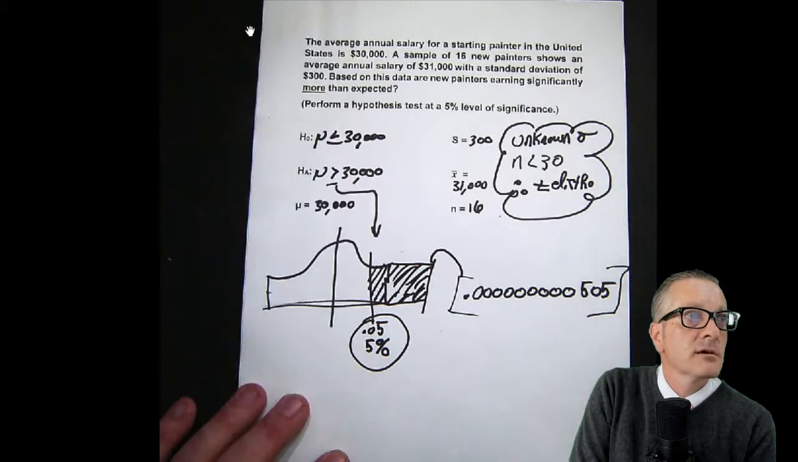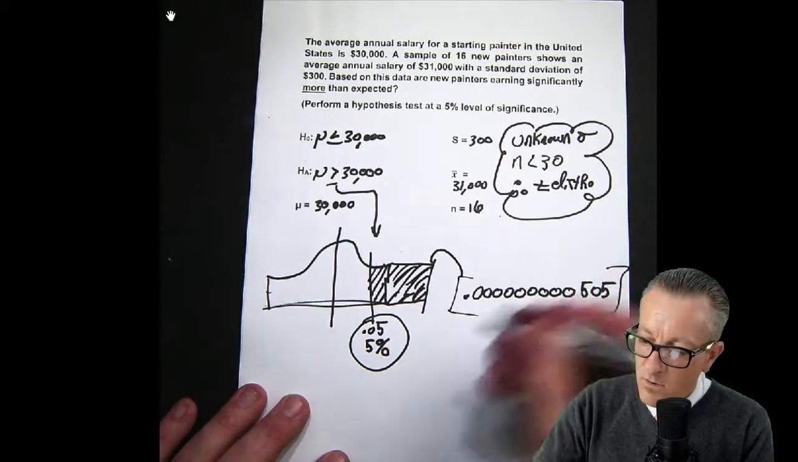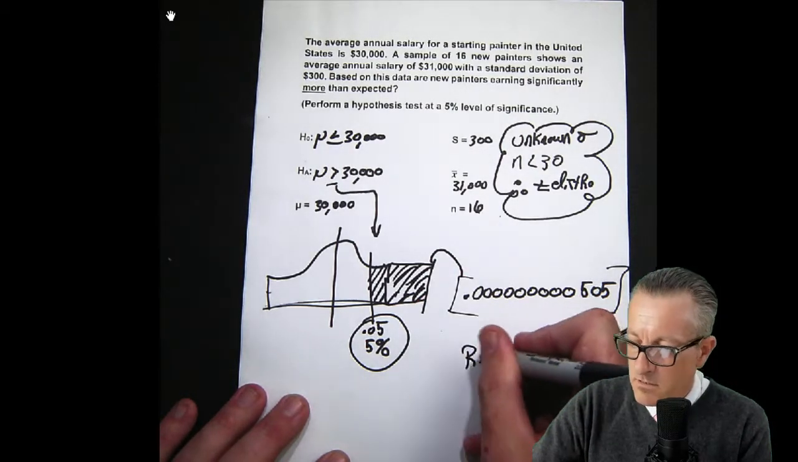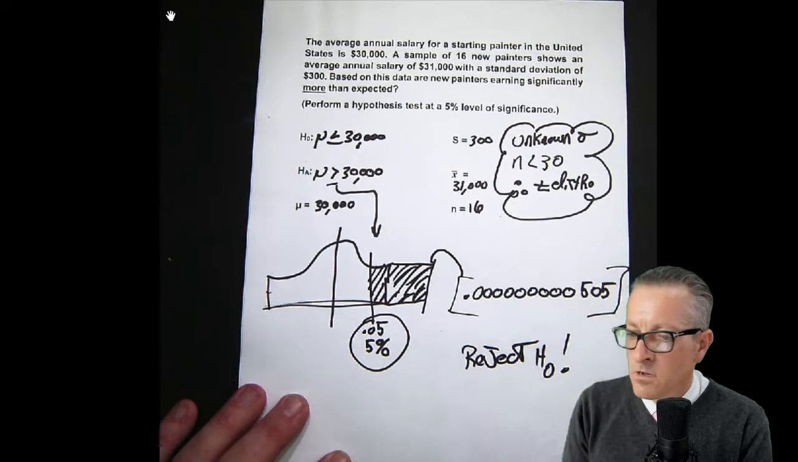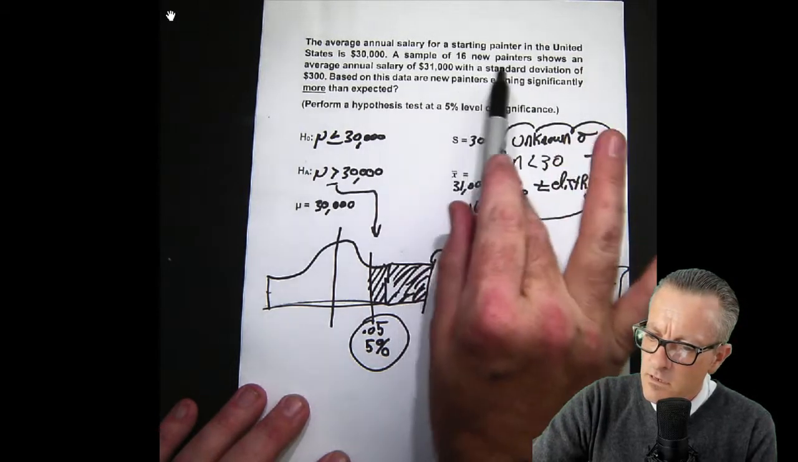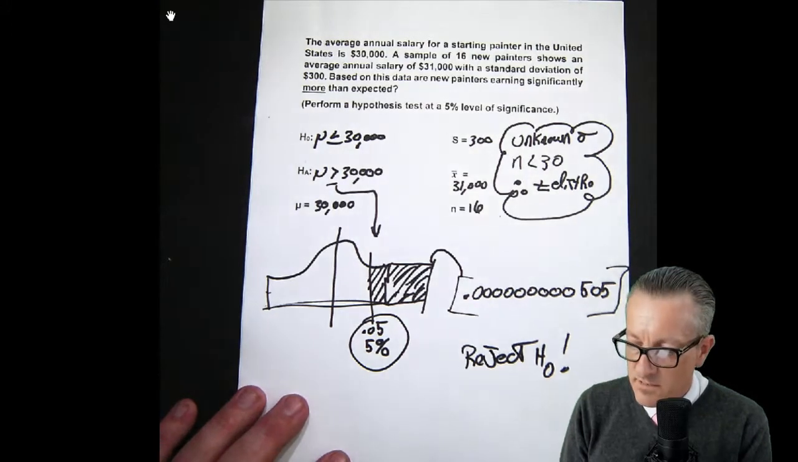I will minimize the calculator. And what that means is we are going to reject H0, which means starting painters may be making more than expected.